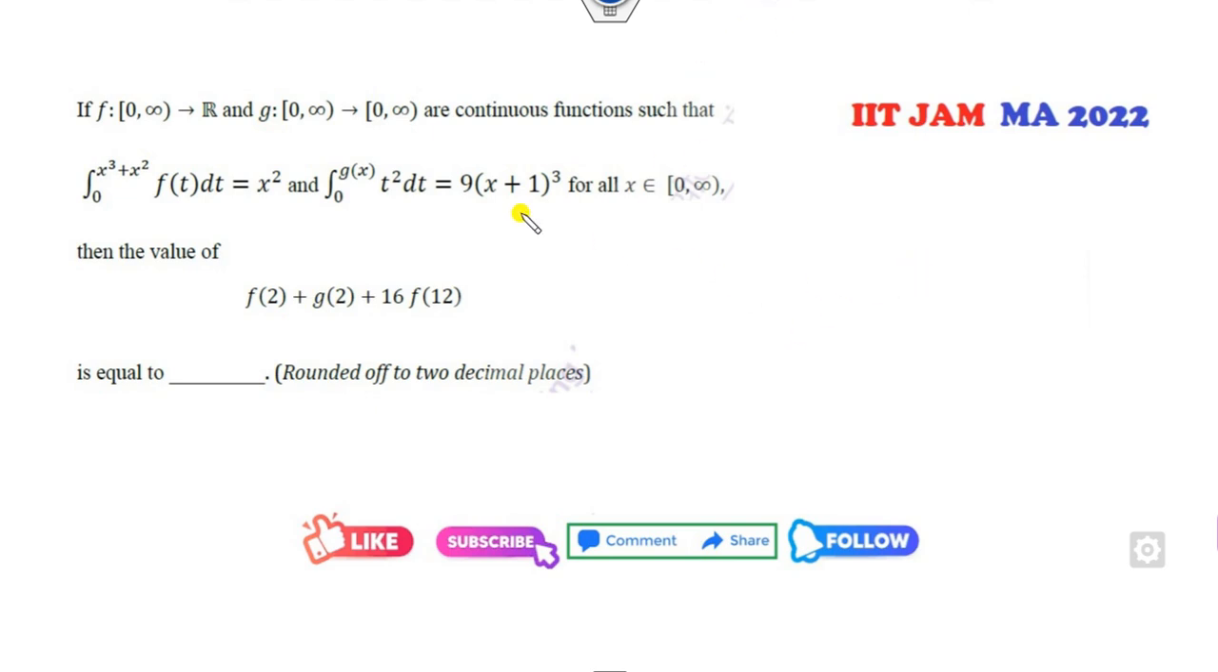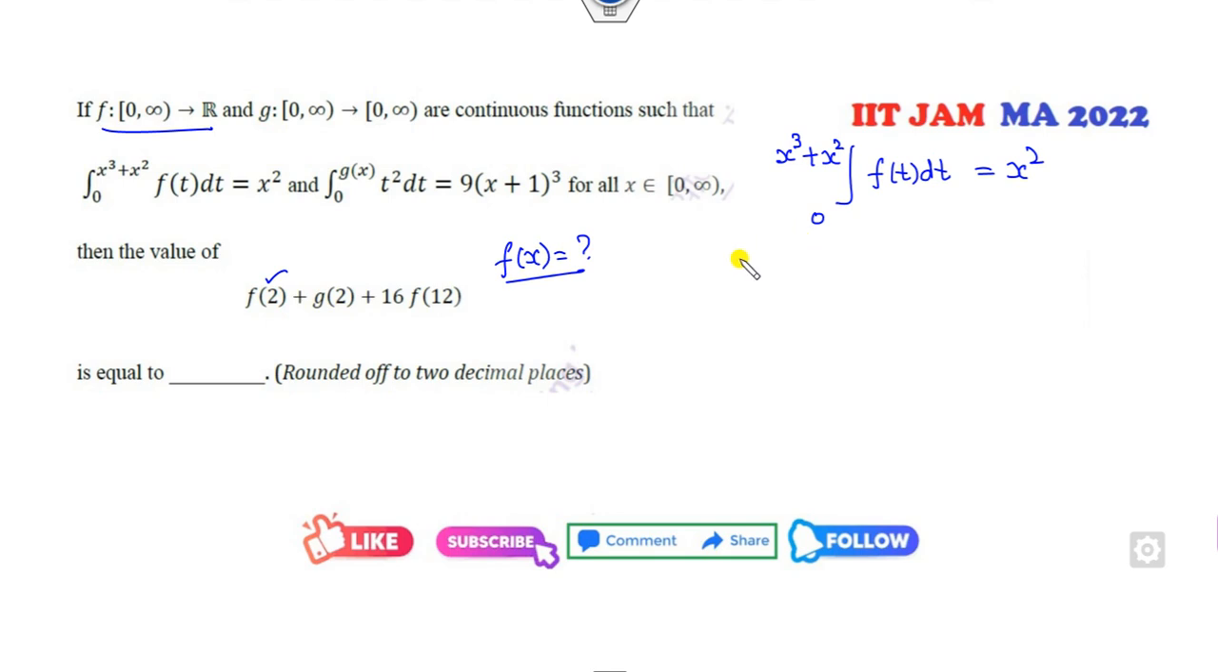Okay, look at this one. A function you have to target here. So look at that. The integral of f of t dt from 0 to x cube plus x square is my x square. Then your target is to find f of x. Fine. What is f of x?